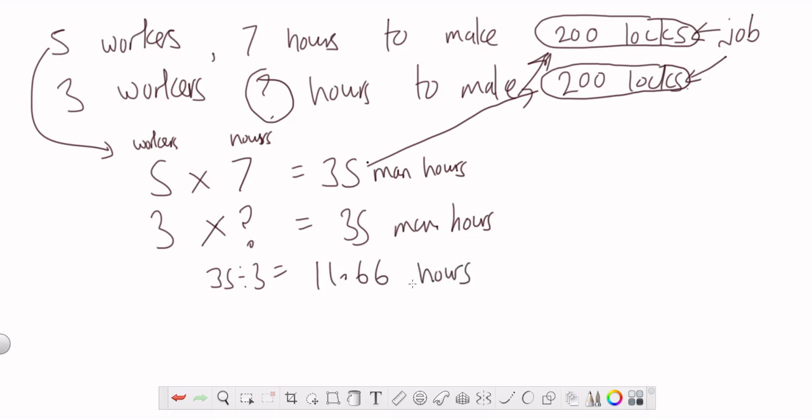Obviously that's 11 hours and a bit, just over 11 and a half hours. So if you really want to know what this is in hours and minutes, this is not 11 hours and 66 minutes. That's ridiculous. That's actually 11 hours. That bit's easy. We can easily extract the 11 hours. This one here, 0.66. Well, there's 60 minutes in an hour.